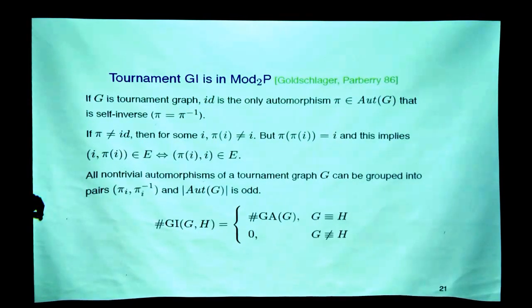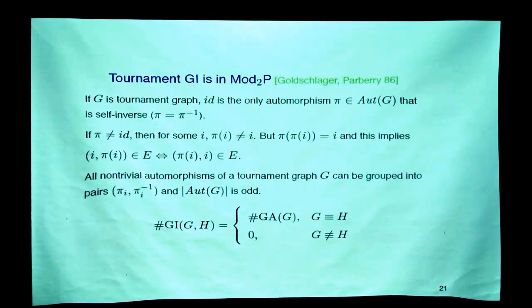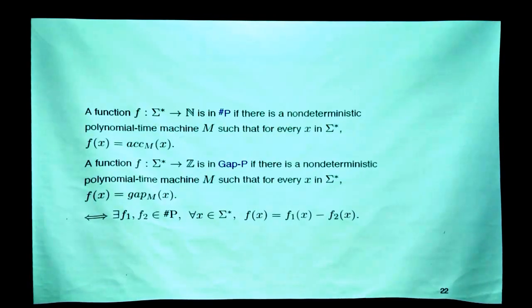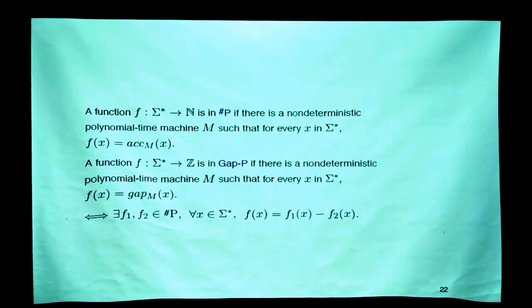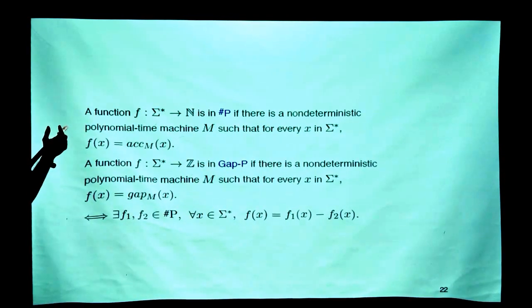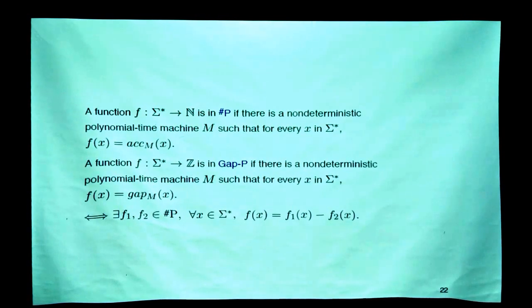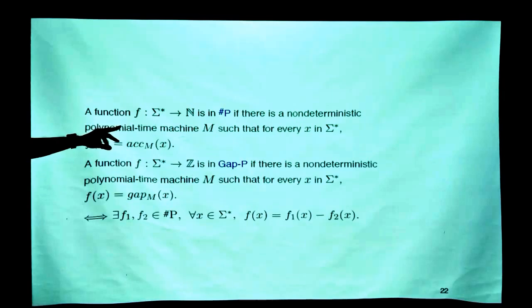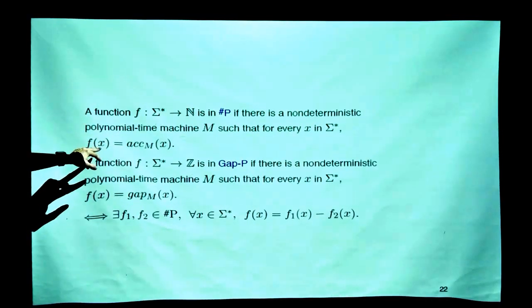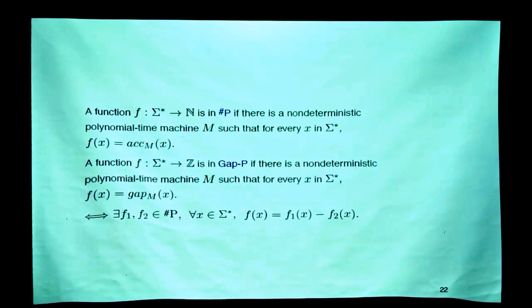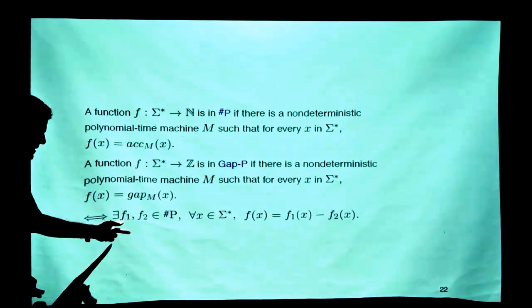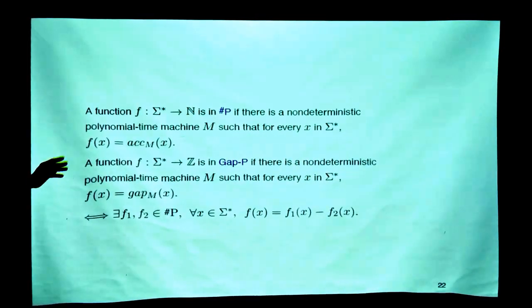Right. The other problem is we will see that there's similar results for general terms. Now, for functions, these complexity classes: #P is those functions that coincide with the number of accepting paths of a machine on an input, and GapP is those functions that coincide with the difference between accepting and rejecting paths of a machine.